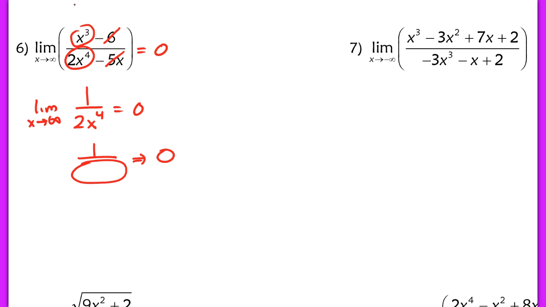Okay, for number 7, I'd like you guys to try that one on your own and then check with the key to make sure you got that correct. You can use whatever method that you feel comfortable with, so make sure that you get practice, okay? We'll move on now to the next problem.